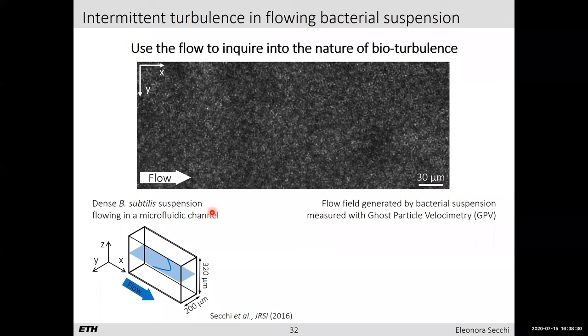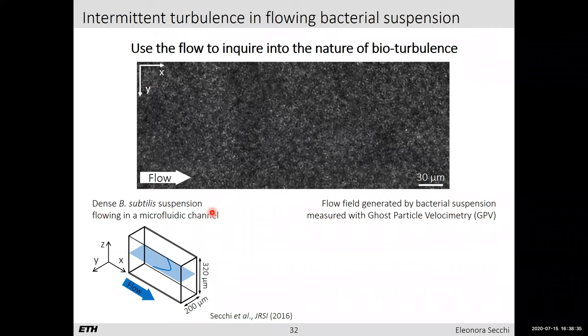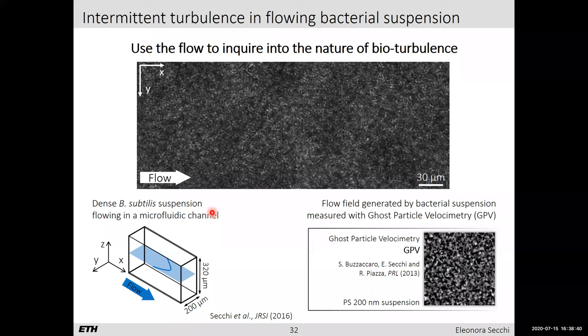The flow field generated by the bacterial suspension was measured with a technique called Gauss particle velocimetry. That is a velocimetry technique that allows the use of tracers smaller than the resolution of the microscope, exploiting interference. Those are polystyrene particles flowing, and we can follow the speckle pattern they create.